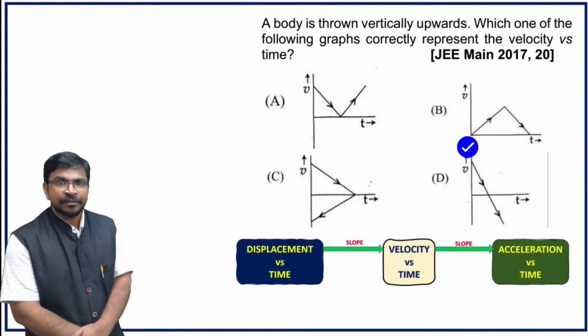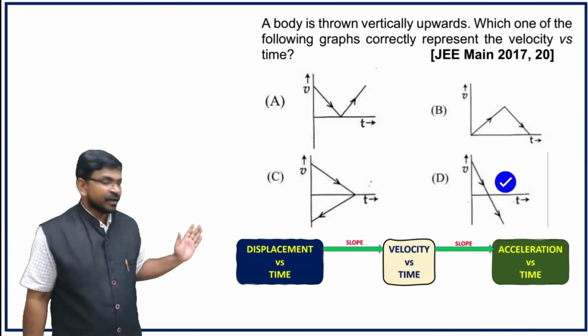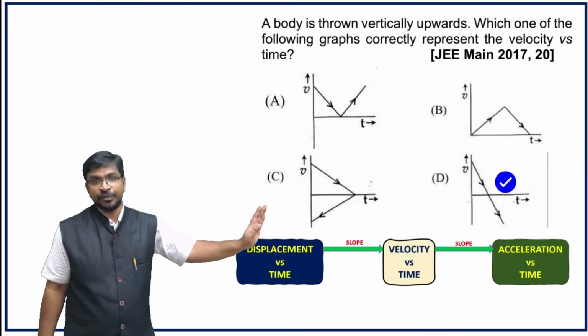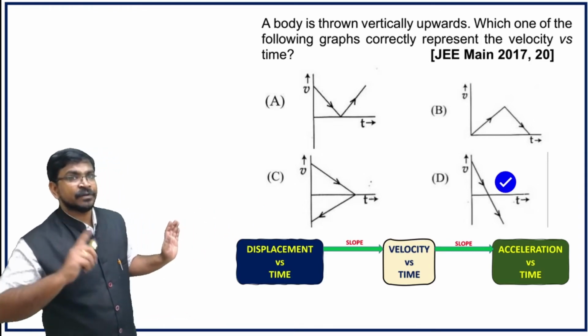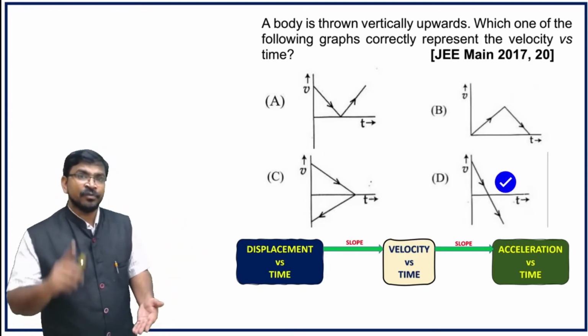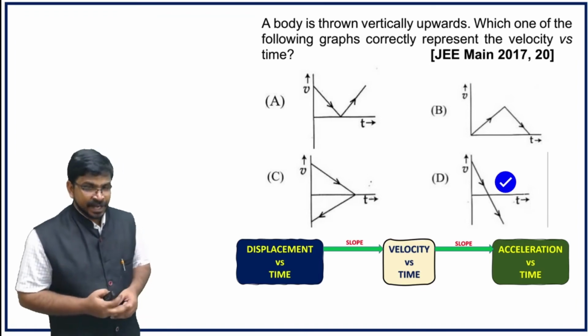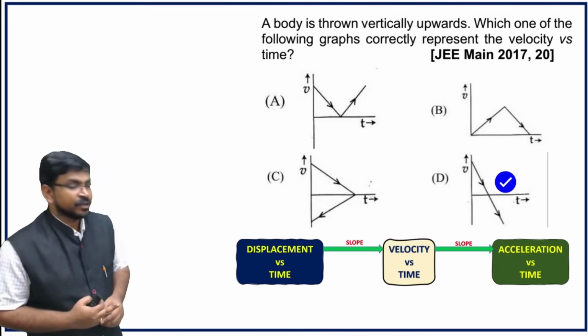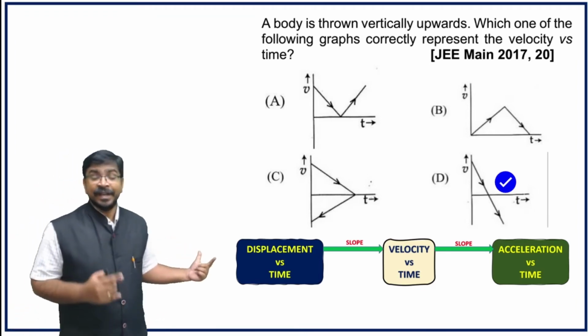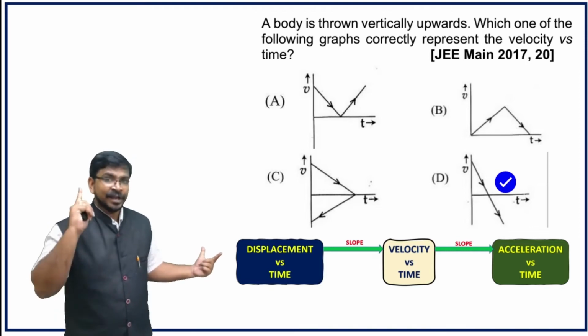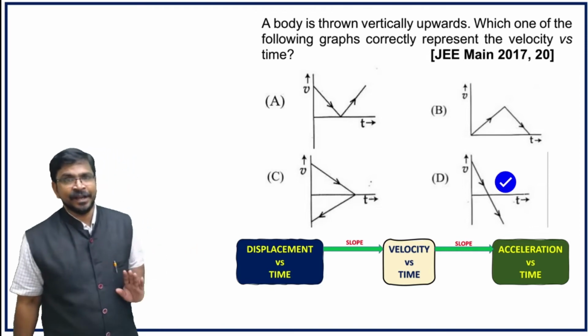Displacement versus time gives velocity as the slope, and velocity versus time gives acceleration as the slope. Here we know that the acceleration of a vertically projected body is always negative, minus 9.8 meters per second squared. So velocity should have a negative slope, a constant slope, that too negative. This is the key idea.